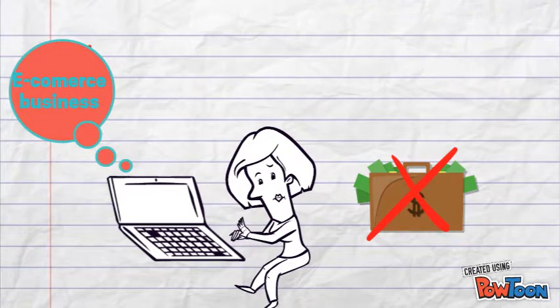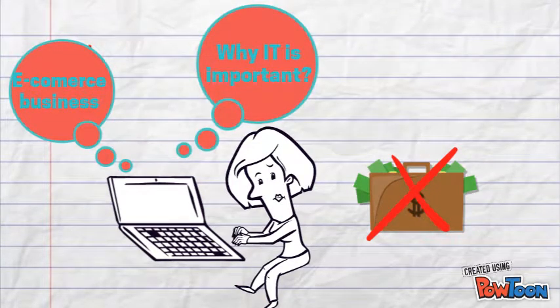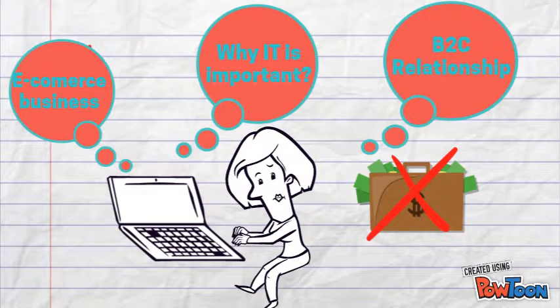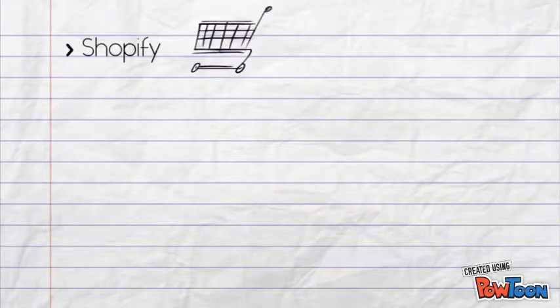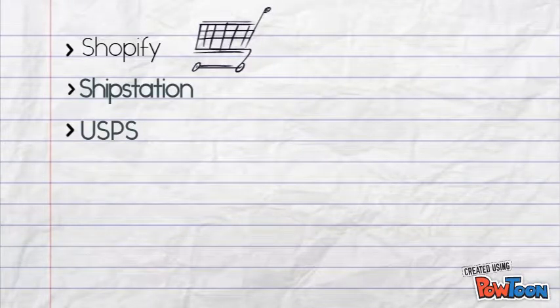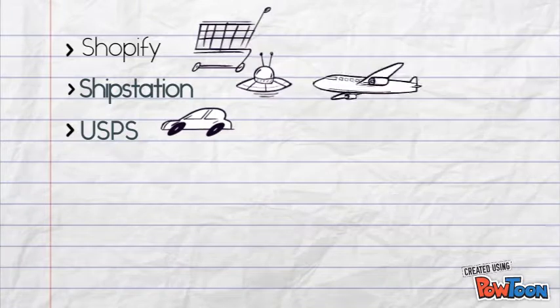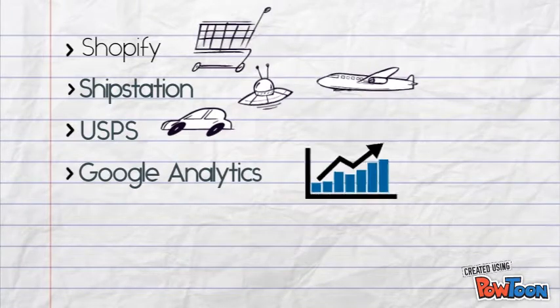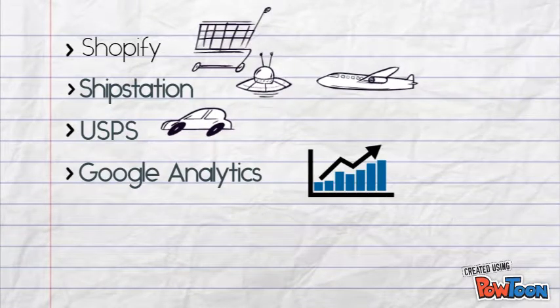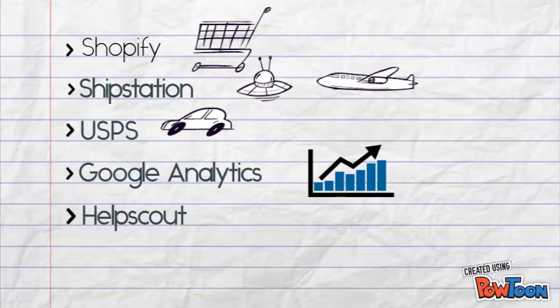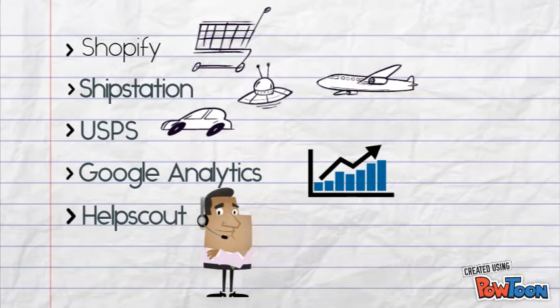The website uses online platforms to manage the functionality of the business and to improve the B2C relationship. Some of them are Shopify for online store platform, ShipStation and USPS to ensure fast and correct shipping, Google Analytics to understand current trends and purchase patterns, and HelpScout to provide exceptional customer service.